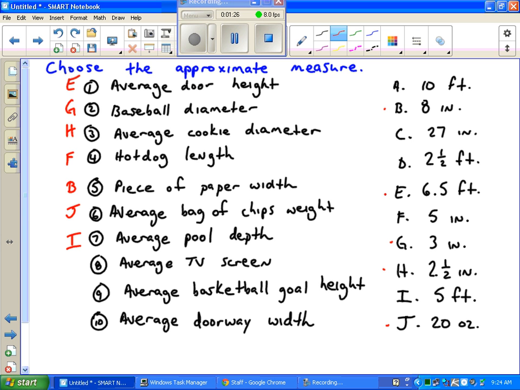Average TV has a 27-inch screen. An average basketball goal height is 10 foot. And an average doorway width is 2.5 foot. So use all of them once.